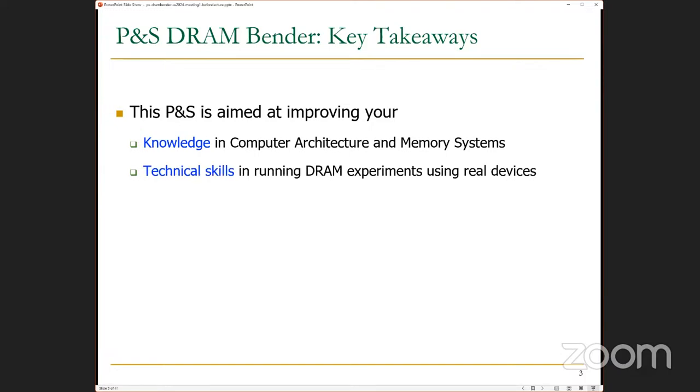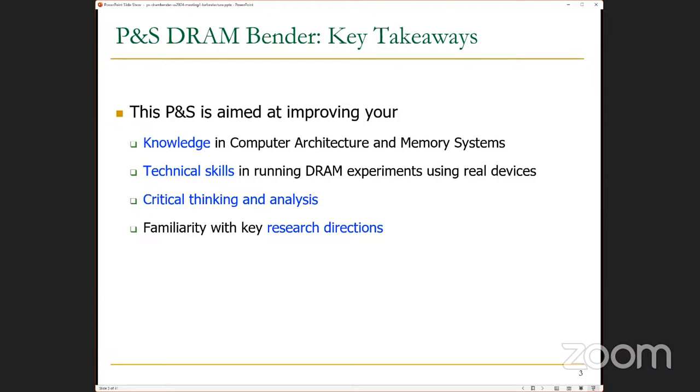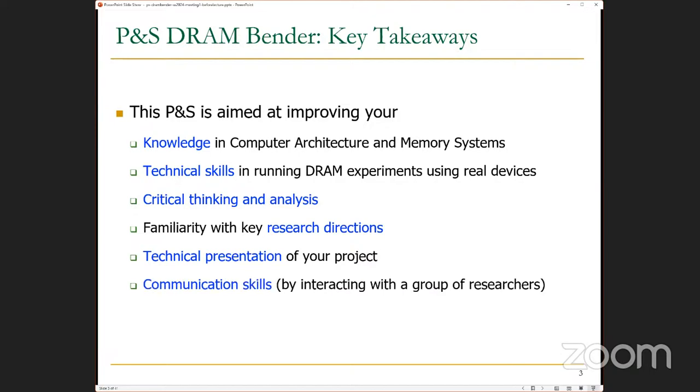So the goal of this PNS course is to improve your knowledge in computer architecture, especially in memory systems. You will gain technical skills in characterizing DRAM using real DRAM devices, and you will develop critical thinking and analysis skills by designing your experiments, proposing hypotheses, and then verifying the results with your analysis skills. And finally, you will gain some familiarity with some of the key research directions in memory systems with a focus on DRAM. And of course, in the end, you will need to do a technical presentation of your project.